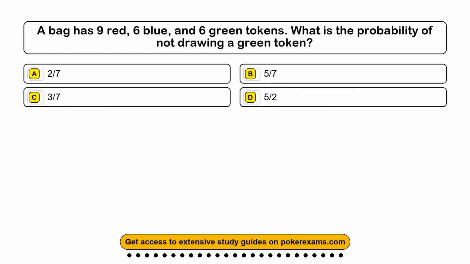Question 22. A bag has 9 red, 6 blue, and 6 green tokens. What is the probability of not drawing a green token? Option A 2/7. Option B 5/7. Option C 3/7. Option D 5/2.